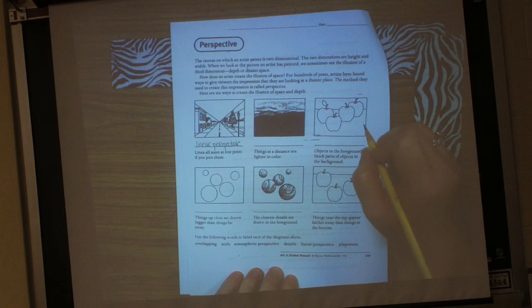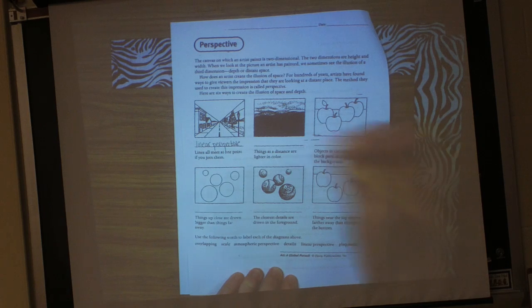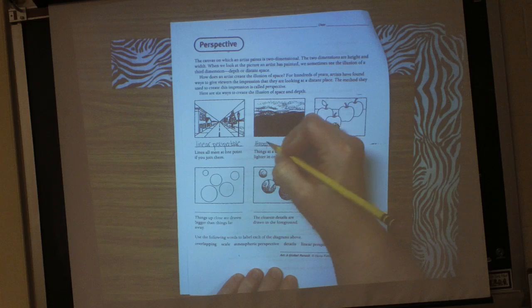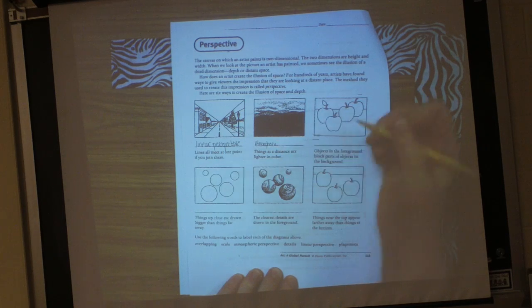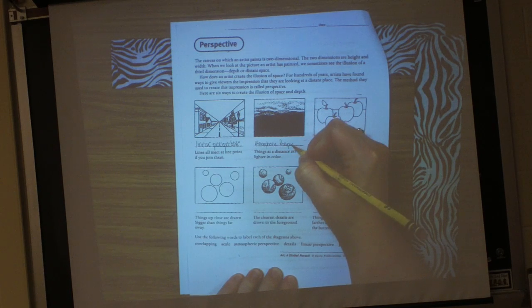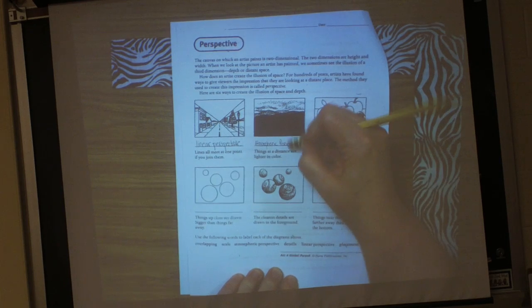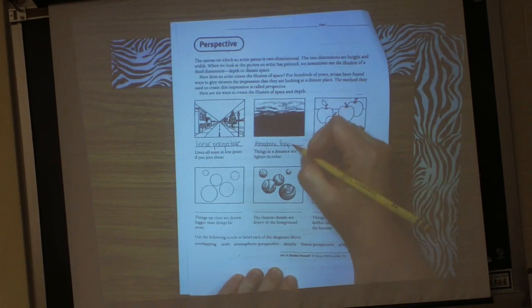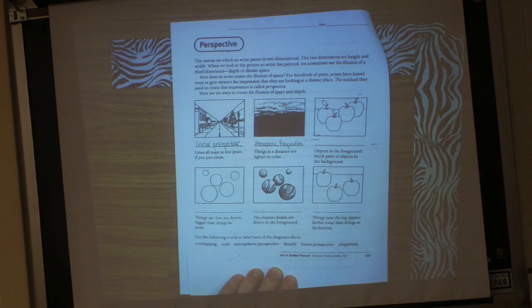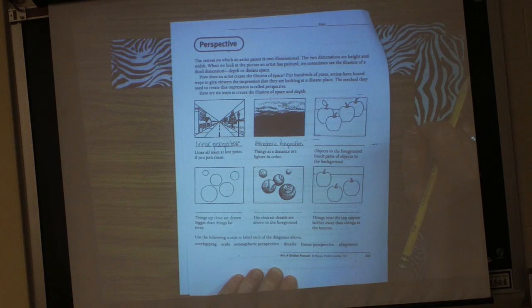Things at a distance are lighter in color. You're Micah, right? Atmospheric perspective. Those are big words. Have you learned about the atmosphere in science? Yes. It's the space around you, the atmosphere. And the things that are closer to you are darker and more detailed, and things that are farther away are lighter and less detailed because of your eye looking through the space.